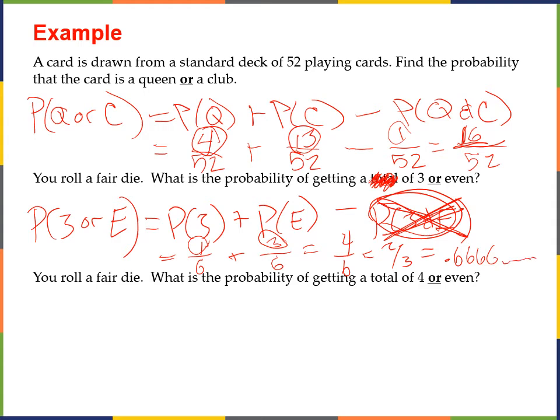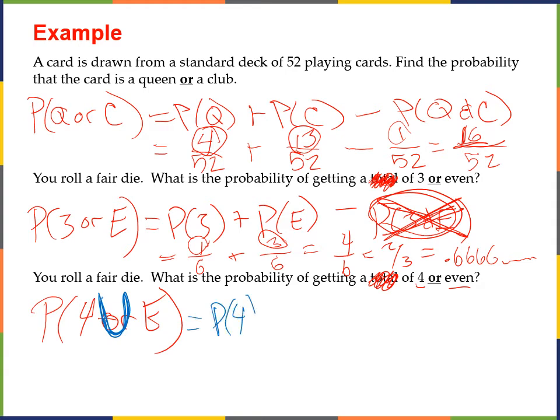Okay, let's look at the next one. Fair die, probability of getting, again scrap the total, a 4 or an even. Now, is it possible for a die to be both 4 and even? Yeah, because 4 is an even number. So this one is not mutually exclusive. So we're going to have to subtract out the 4 and even. Remember, instead of the "or" symbol, I could also use this symbol here. That also means "or", so sometimes you'll see that. So the probability of a 4 plus the probability of even minus the probability of both.